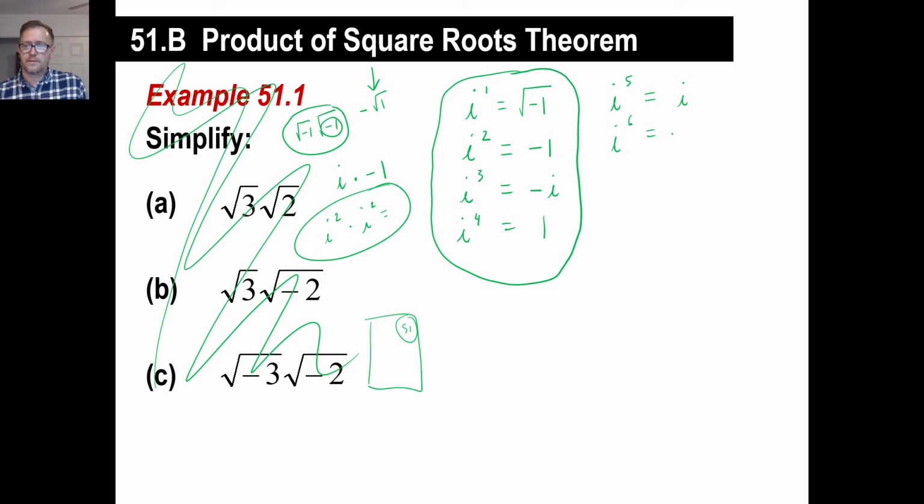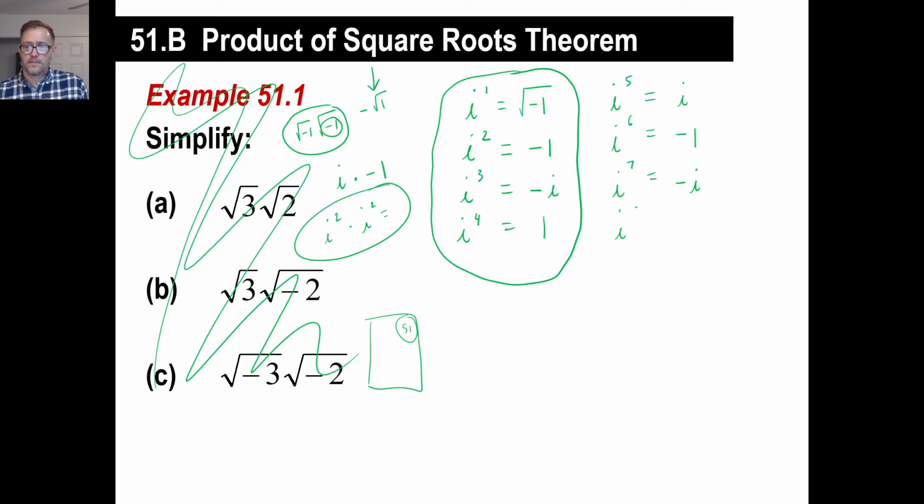-1 times 1, which would just be -1 again. Look at i to the 7. Which one would i to the 7 be? 4 and 3, right? You could do it that way. So 4 and 3, that'll be 1 times -i. Anything times itself is just itself, right?